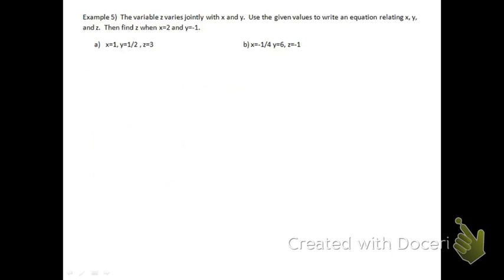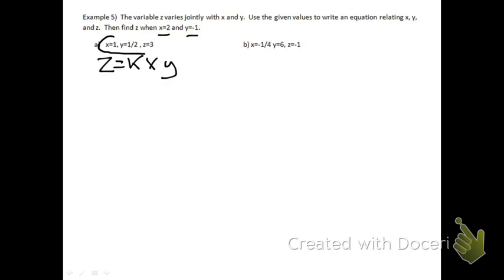One last example. I'm sorry, this one's kind of a long one. The variable z varies jointly with x and y. Right there, if you know z varies jointly with x and y, hopefully you can write something like this. Z equals k, then x and y. Doesn't say inversely anywhere, so no variables go in the denominator. It says use the given values to write an equation that relates x, y, and z. Then find what z is when x is 2 and y is negative 1.